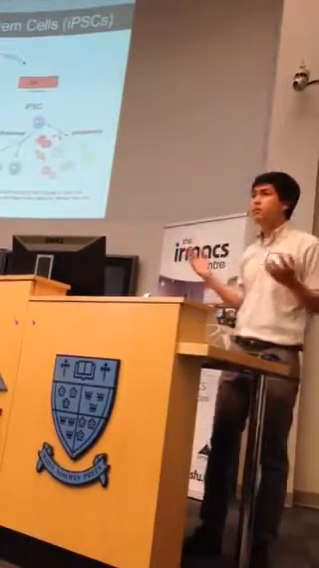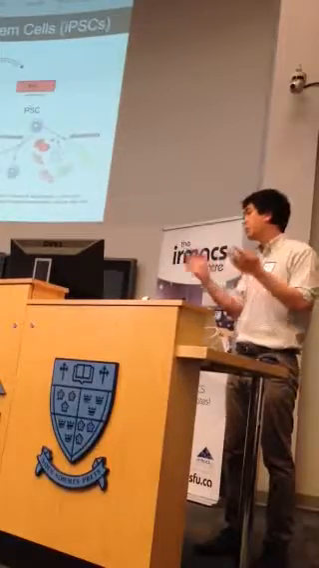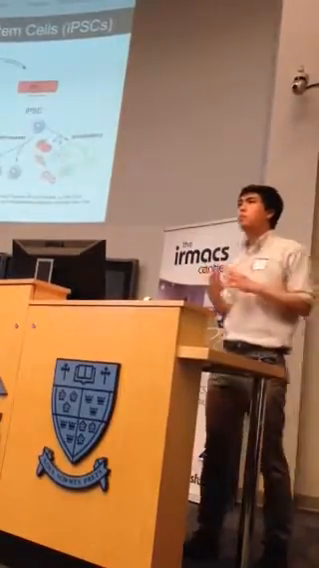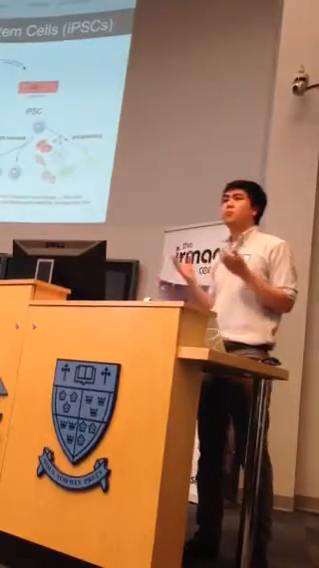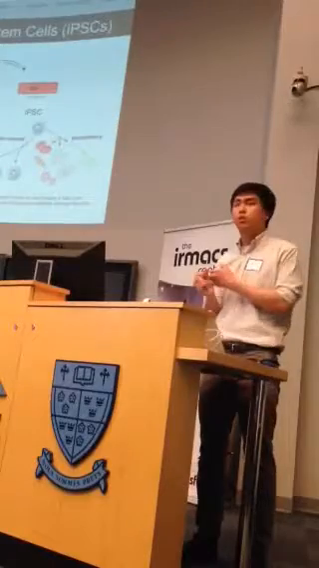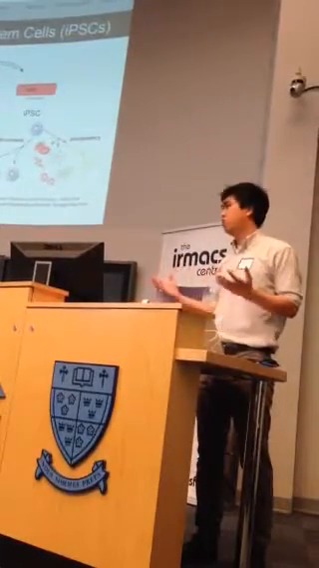So iPSCs, like any other stem cells, exhibit typical features of stem cells in that they are, 1, pluripotent, meaning that they are capable of becoming any cell type in the human body, and 2, they exhibit a feature of cell renewal, meaning that they can proliferate indefinitely given the right conditions.